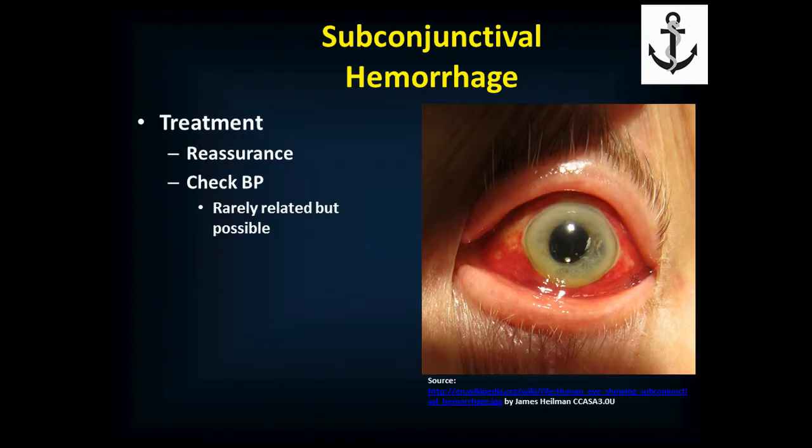So your patient comes in, this is what their eye looks like. They're totally freaked out. They think that their brain is bleeding and trying to escape from their head through their eye. You need to reassure them. Check their blood pressure. Hypertension can be a risk factor for this. Their blood pressure will probably be up a little bit because they're jacked about having all this bleeding. So reassure them and recheck their blood pressure over time. And if these are recurrent, keep an eye on their blood pressure as well.